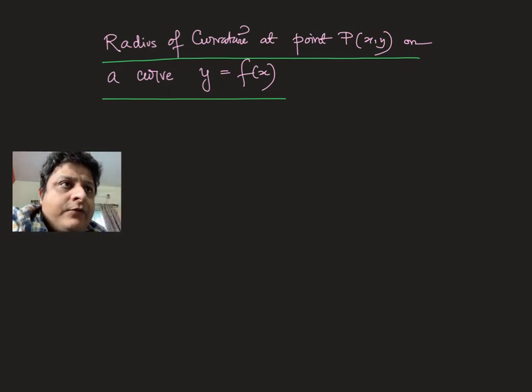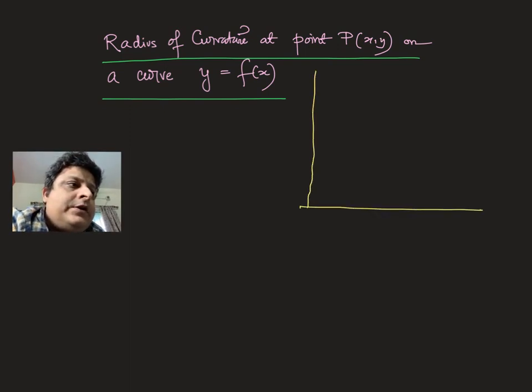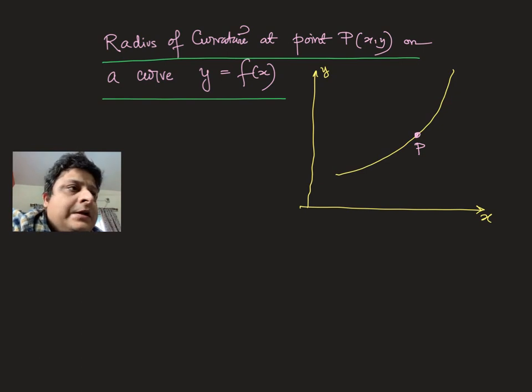Okay, so here we have to find the radius of curvature at point P on a curve y equals f(x). So this is actually a two-dimensional curve. This is y equal to f(x). So let's choose a point P here, and find the radius of curvature at point P.